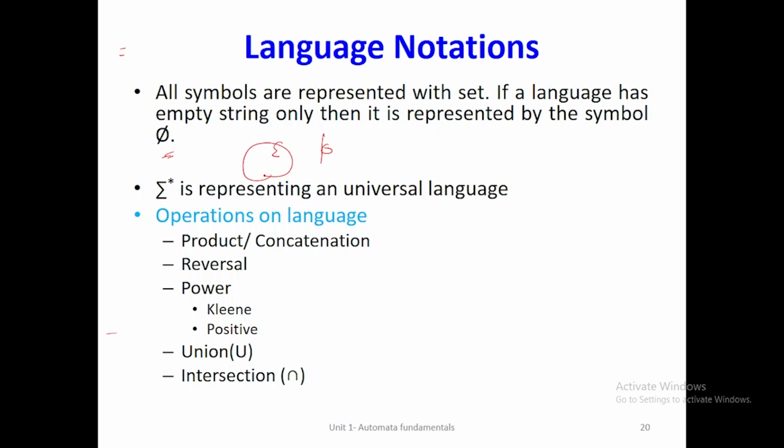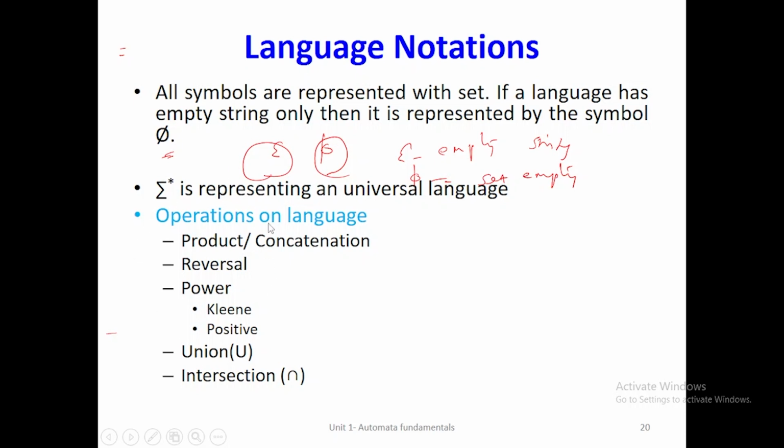Epsilon is denoted for a string. Phi is denoted for a language. This is the first difference. The second difference is that epsilon means an empty string, while phi means there is no string in a set, so it is an empty set. This is the difference between epsilon and phi. And sigma star is also denoted for a language L.